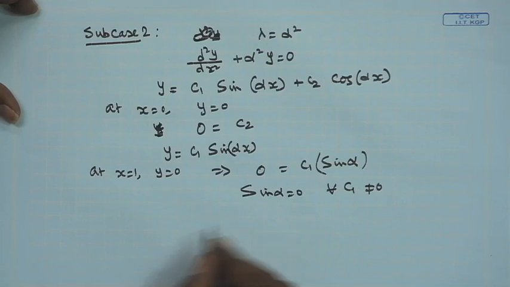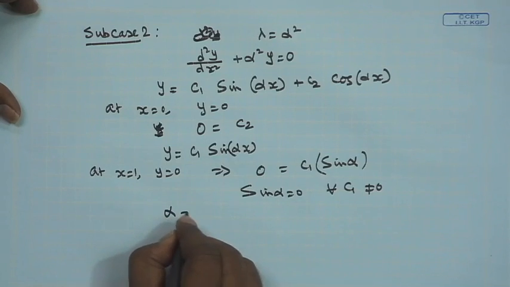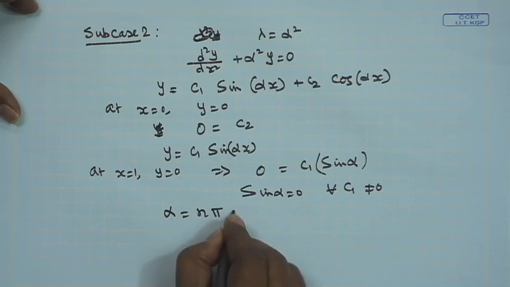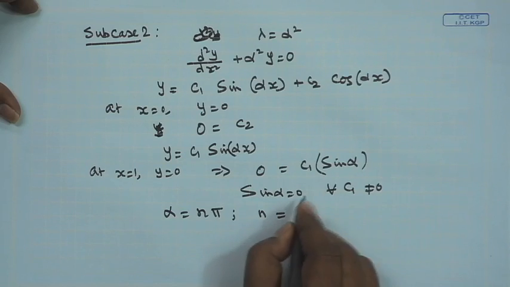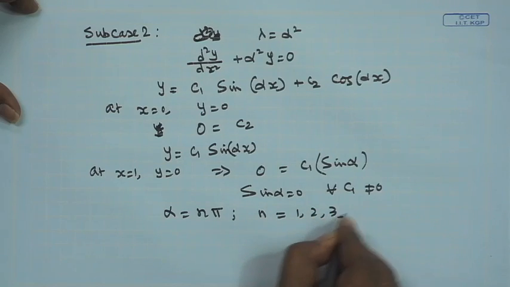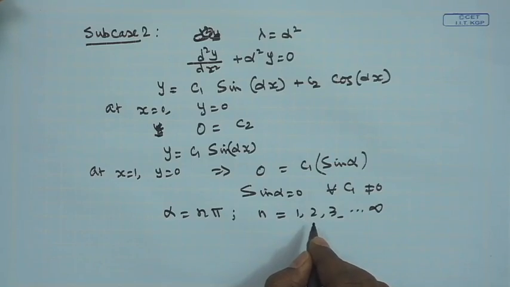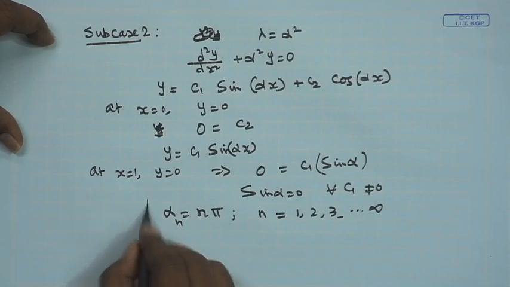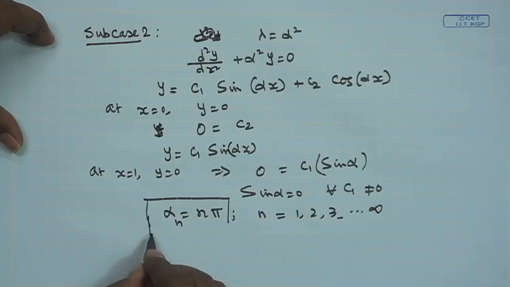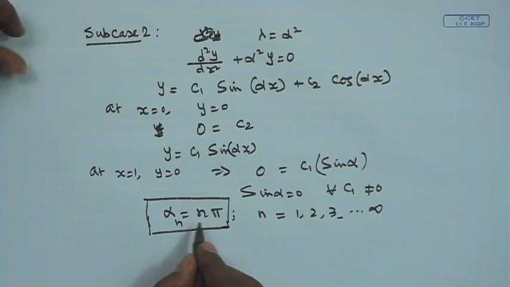So, what is the solution of sin alpha equal to 0? Alpha is equal to n pi, where the index n runs from 1, 2, 3 up to infinity. The case n is equal to 0 should be avoided, because that will lead to the first sub case and we will be getting a trivial solution. So, therefore, we write alpha n is equal to n pi, with a subscript n to the alpha, in order to indicate that we are talking about the nth root.